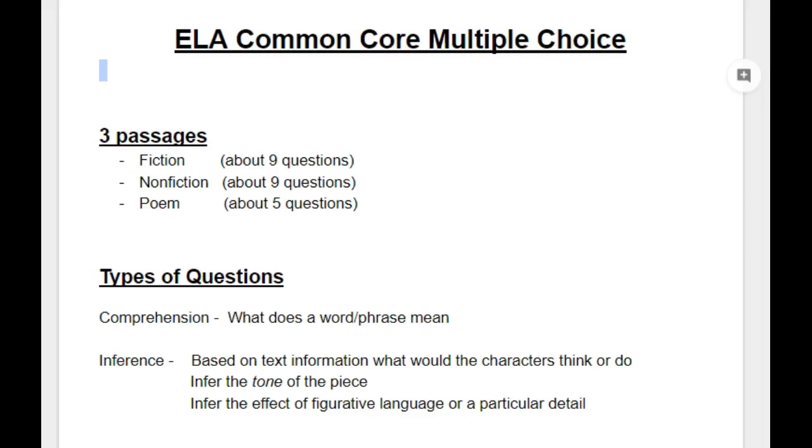The multiple choice section of the ELA Common Core is very important. It's probably weighted the most heavily of any of the 3 sections of the exam. It consists of reading passages and 24 multiple choice questions. There are normally 3 passages, a fiction passage, nonfiction, and a poem.